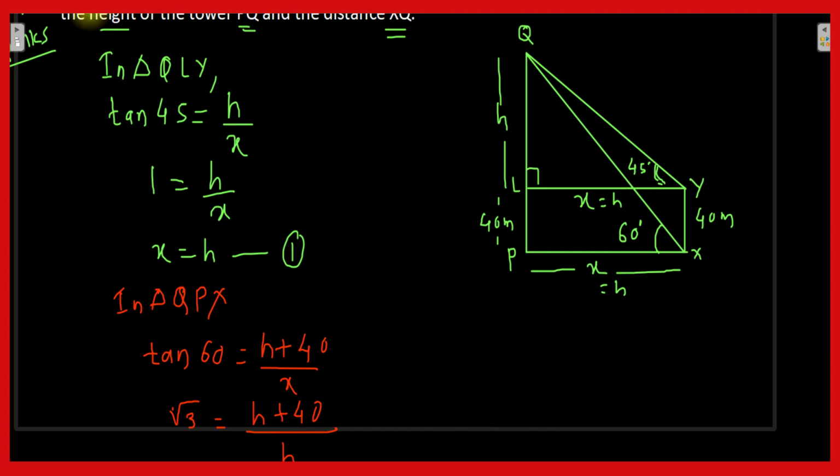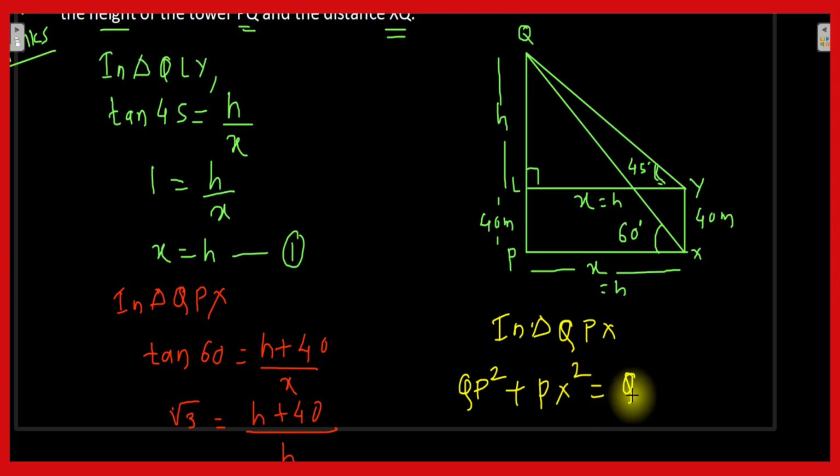I solve it to this side. So here in triangle QPX, this is a right angle triangle, so applying Pythagoras theorem, it will be QP square plus PX square, which is equal to QX square, using Pythagoras theorem.